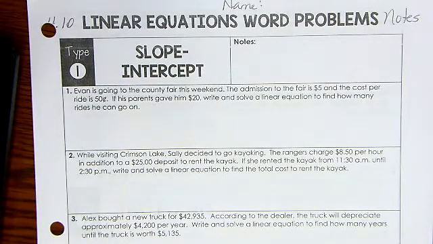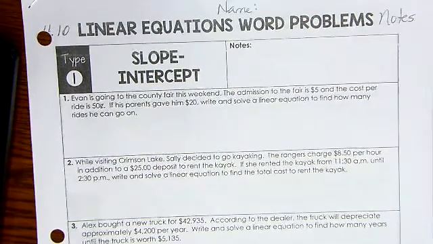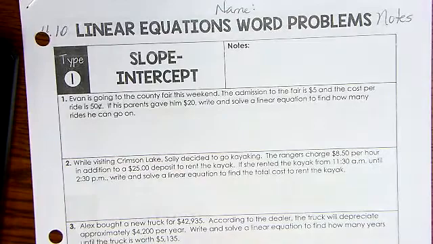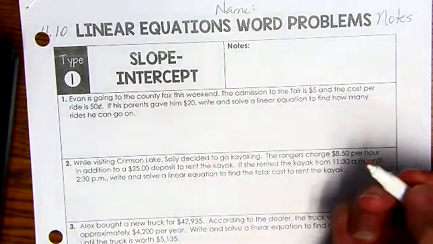Okay, guys, here we go. We're starting up with word problems. We're stepping up a notch with what we're doing. All right, so we're going to start off with having them separated into the different types. So we start with slope-intercept form.